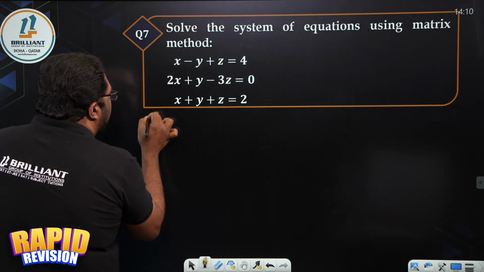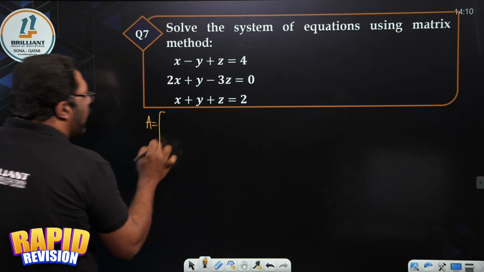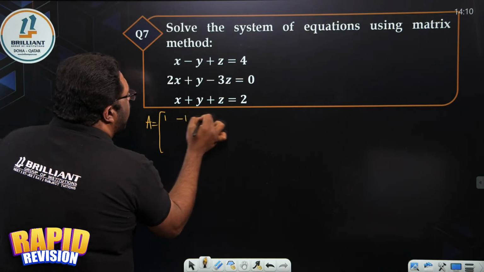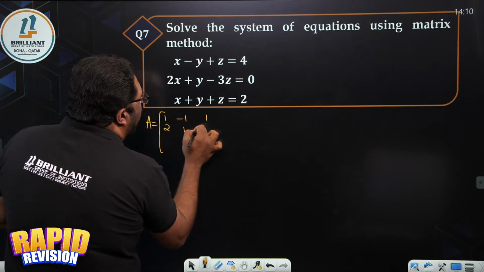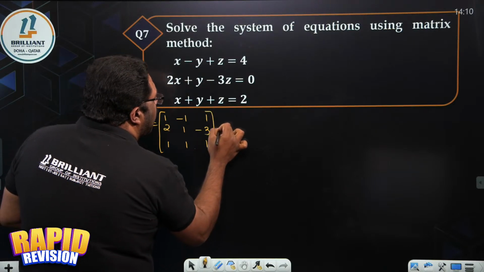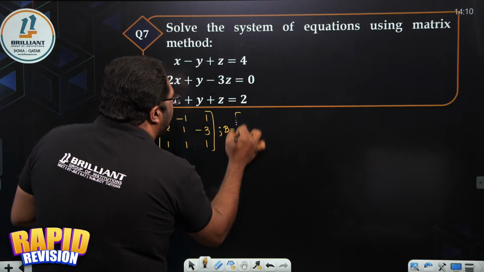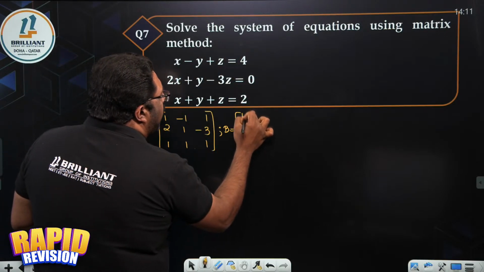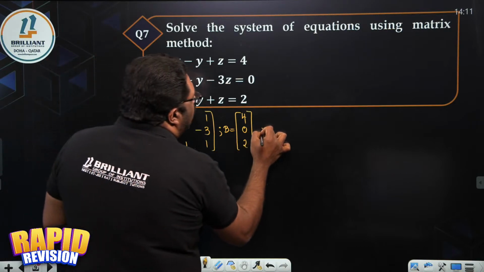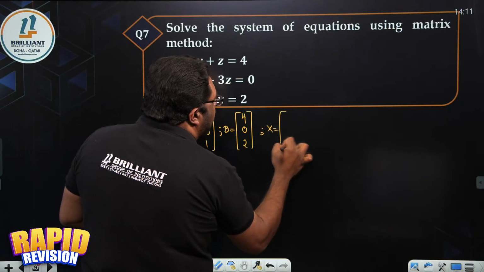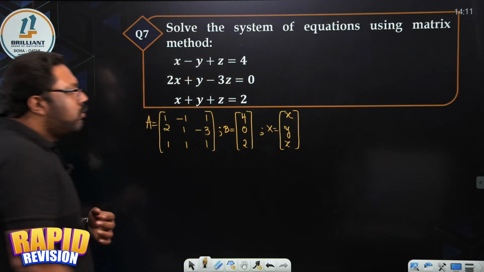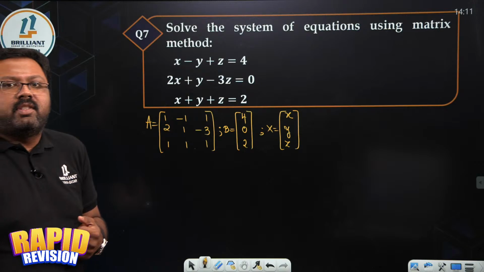From this, can you tell me what is your matrix A, which is formed using the coefficients of the equations? 1, minus 1, 1, 2, 1, minus 3, 1, 1, 1. And you can use matrix B, which is the right hand side of the equation: 4, 0 and 2. And then another third matrix X, which is X, Y and Z, the unknown values or variables in the system of equations.